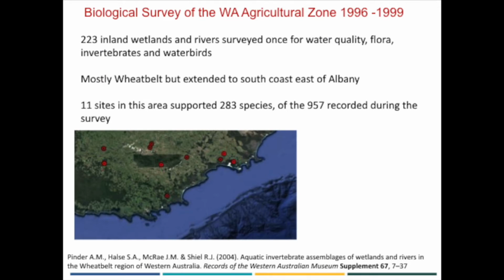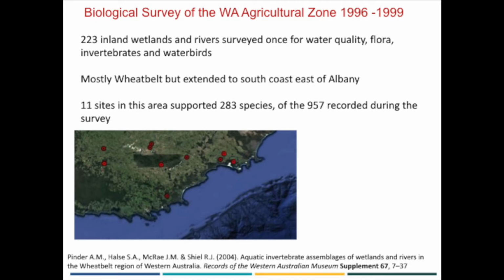So the first survey that I'll talk about occurred from 1996 to 1999. As I understand it, this was the first wide-scale survey of inland water bodies throughout the agricultural zone in Western Australia. In total, they sampled 223 inland water bodies, a pretty diverse array of aquatic habitats. That included streams, rivers, freshwater lakes and wetlands, as well as saline wetlands. I believe they included a few artificial wetlands as well. So a very diverse array of habitats. Over this 3-year period, they sampled all of these sites a single time.